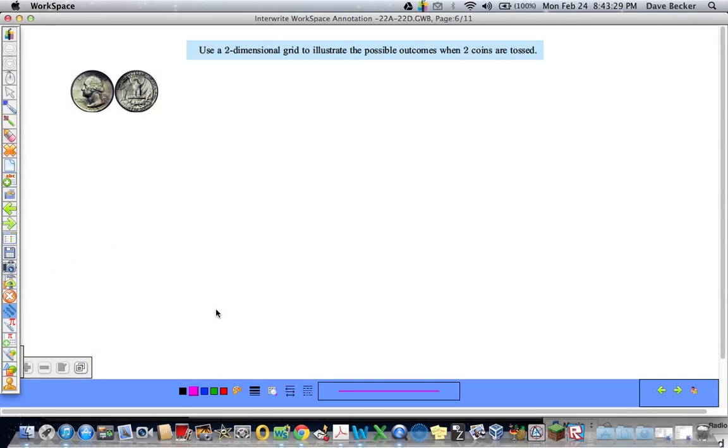Use a two-dimensional grid to illustrate the possible outcomes when two coins are tossed. This doesn't seem necessary right here, but as we move forward, a two-dimensional grid is a nice little way to do things. Let me show you how that works. First, I'm going to list the possible outcomes along each axis. We could toss heads, or we could toss tails for the one coin, and we could toss heads or tails for the other coin.